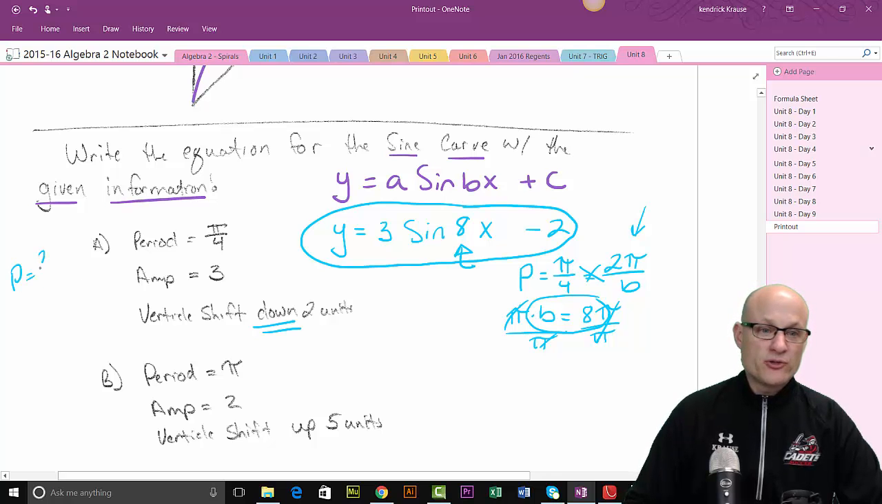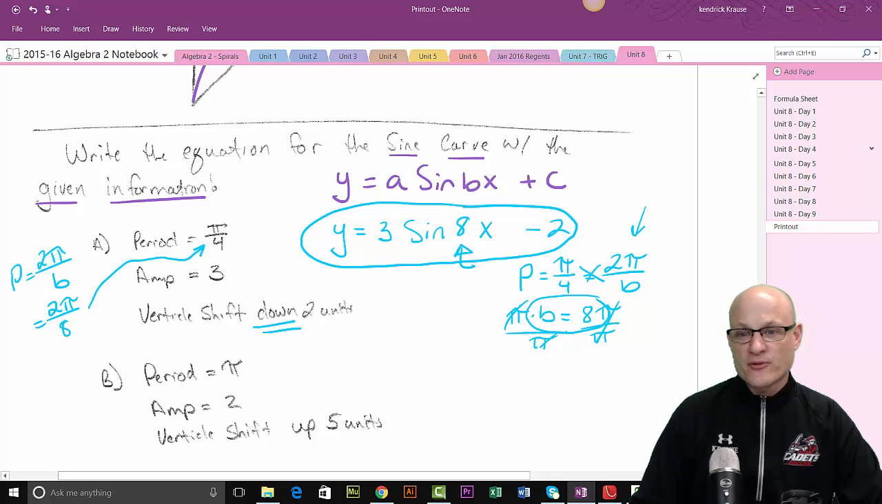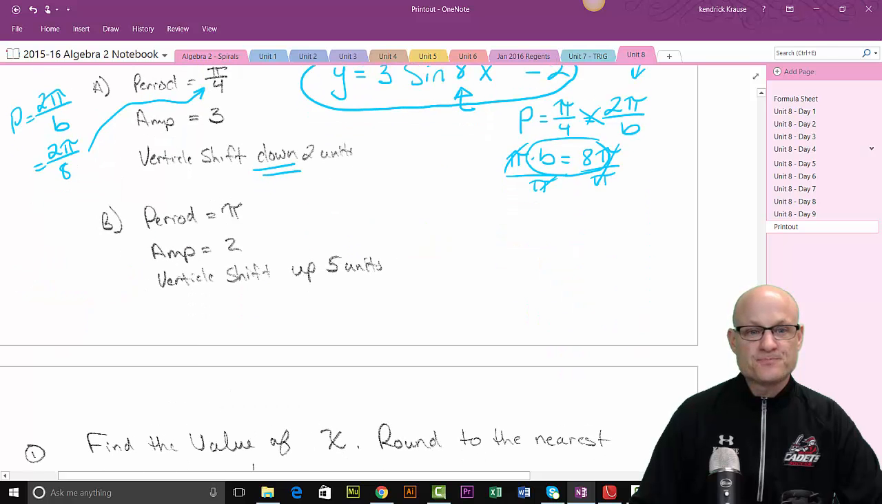Now, if you don't believe me, let's check it. Isn't period equal to 2 pi over b? So period is equal to 2 pi over 8. Well, 2 over 8, isn't that really just 1 over 4? Pause it for the next one. Try it on your own.